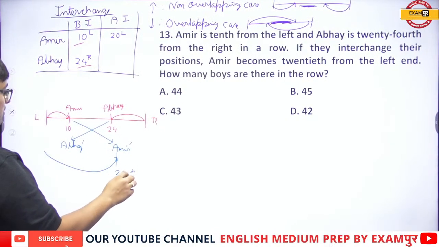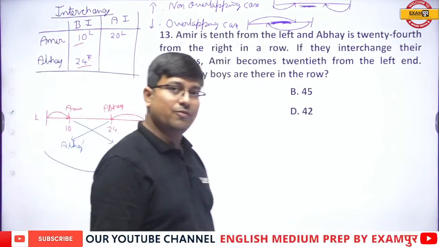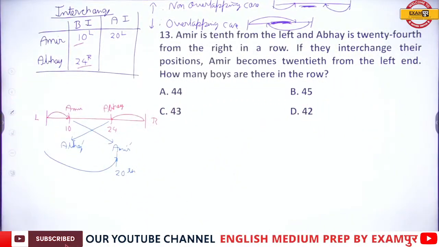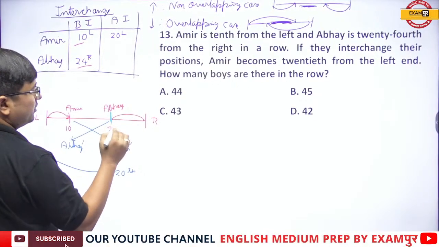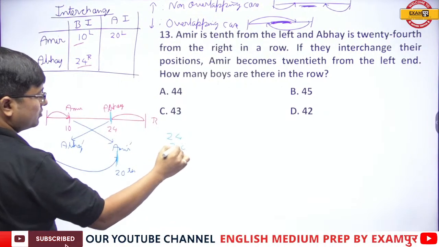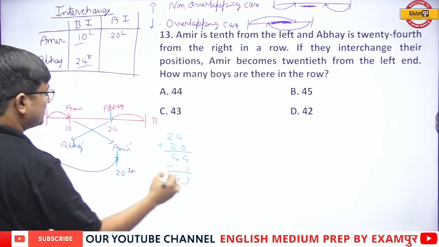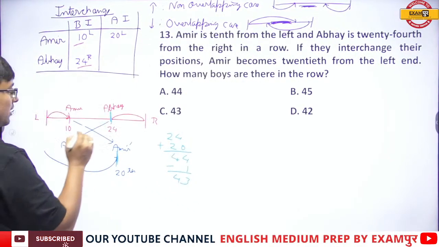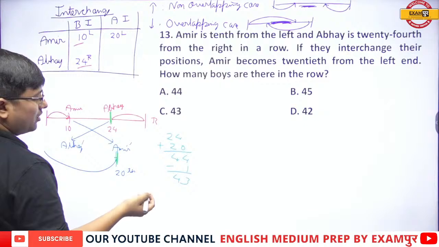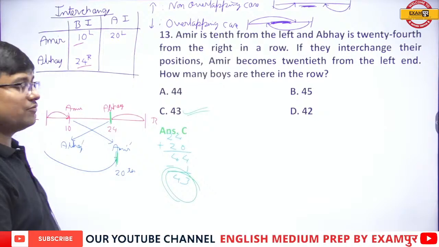Okay, so now two kinds of questions can be framed over here. Number one, what is the total number of persons? Total number of persons is very simple. See this position, it is 24th from the right and the same position is 20th from the left. So just add them, 44. But we cannot count one position twice, so I will subtract one, and this is the total number of persons in the row, which is option C, 43.